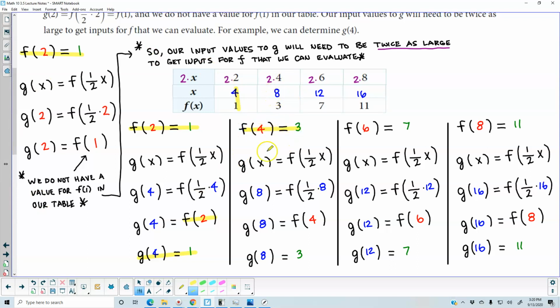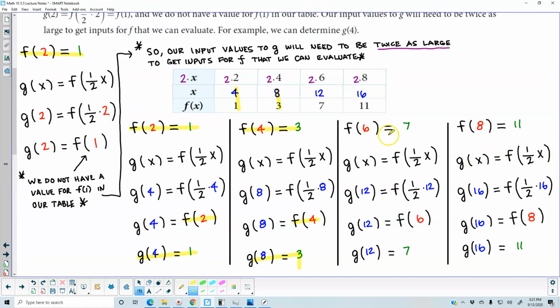So we're going to use 8 as our input. g of 8 is equal to f of 1 half times 8. 1 half times 8 gives you 4. So f of 4 gives us 3. So now we can see that g of 8 gives us an output of 3.